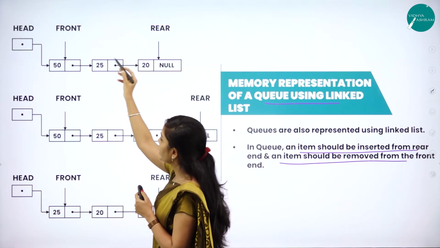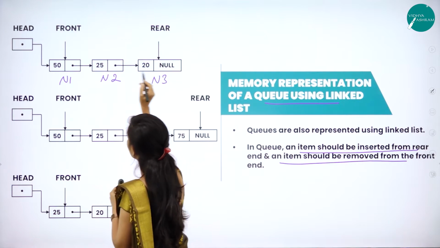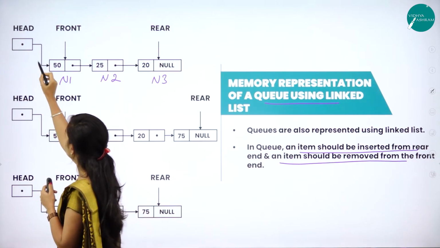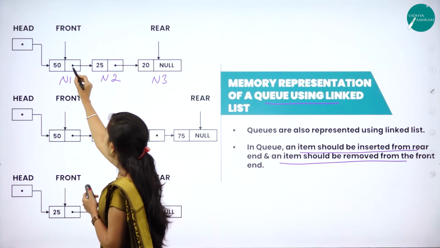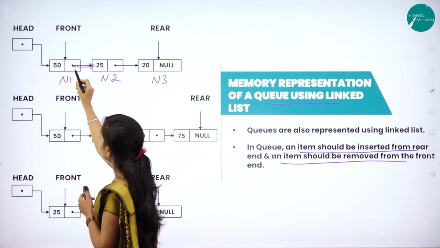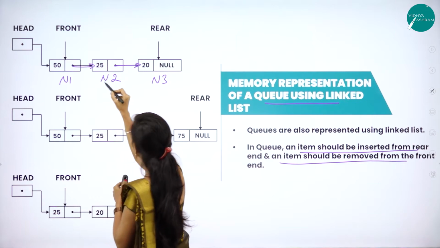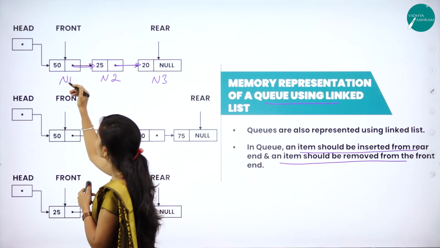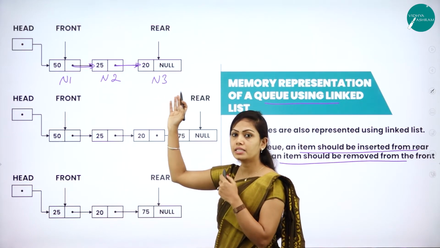Here we have rear and front. We have three nodes, node 1, node 2 and node 3. The head is connected to the first node, and each node has two parts, data part and link part. The link part holds the address of the next node. Here the first data is 50 and its link holds the address of the second node, and the next link holds the address of the third node. So this is the representation of a queue, where front is node 1 and rear is node 3. Null means there is no link for connecting the next element.